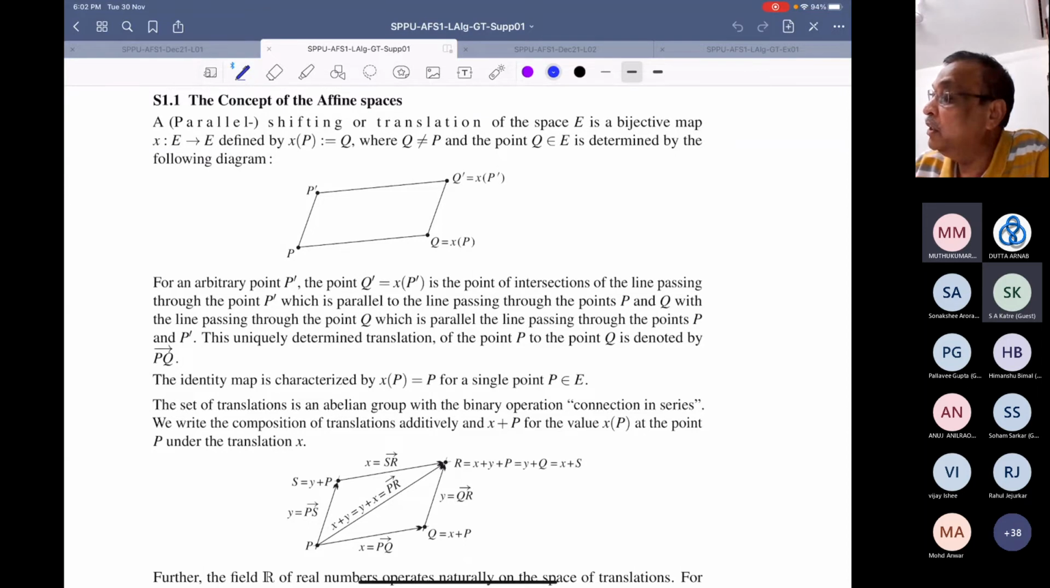A parallel shifting or a translation of the space E. When you say the space E, that is the space we live in.